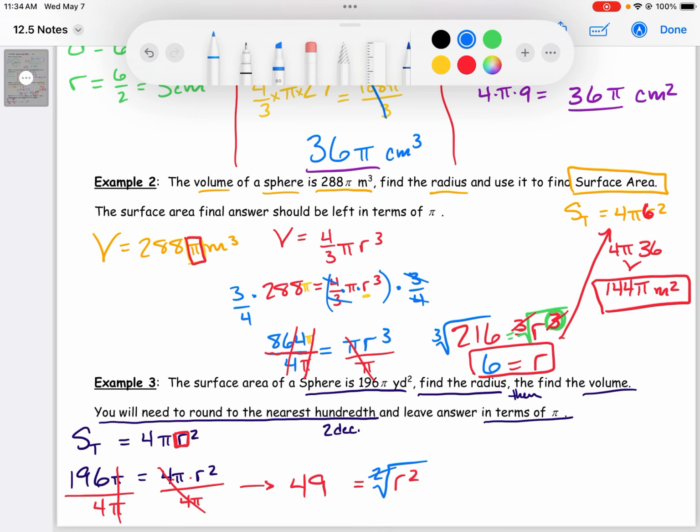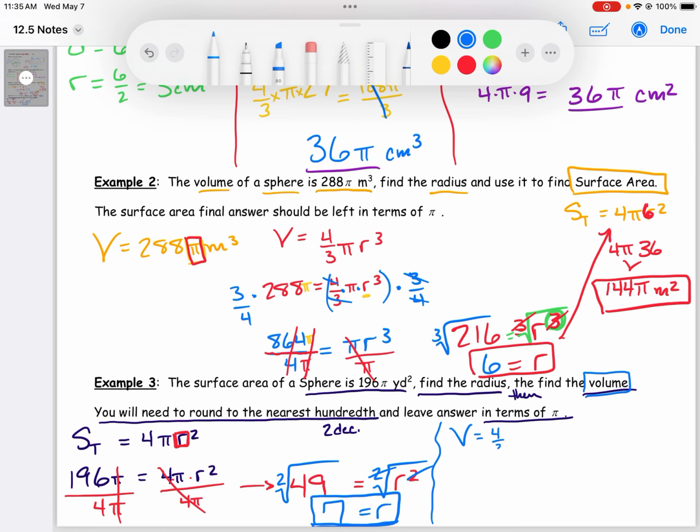Next, I need to get rid of the power of 2. So what works against powers? Roots. A second root will cancel out a second power. Then I'll find the second root, or the square root of 49, which is 7. And that is my radius, 7. After I find the radius, it says use that to find the volume.